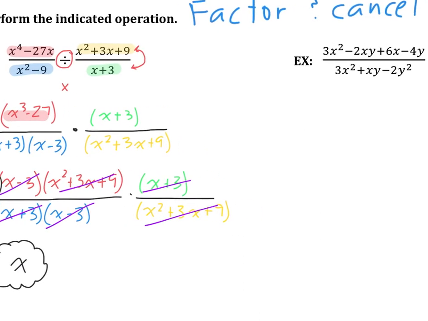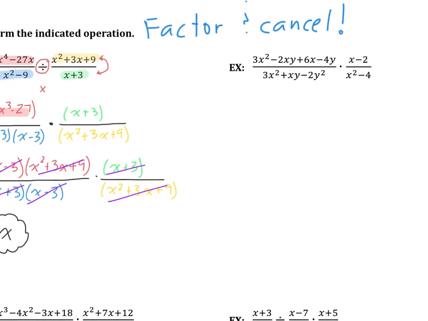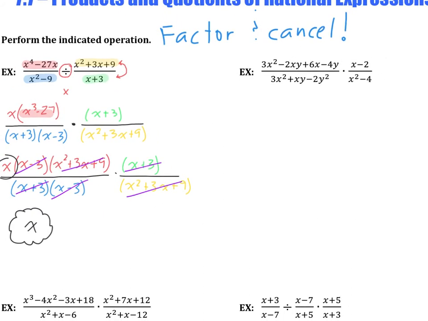So what I want you to do is I want you to now try this next example. But note, we're just multiplying these two expressions together. So we don't need to change it and flip anything on this guy. So go ahead, pause the video. I want you to factor this completely, all right? And then simplify it, all right? Go ahead, give it a try.